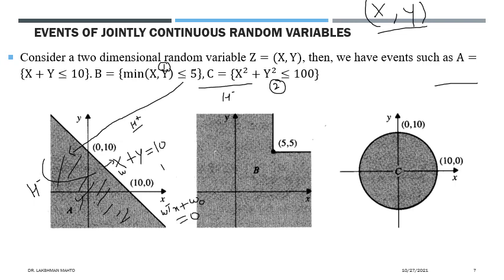Now we are talking about the second event. What does it talk about? It says that the minimum value of x and y is less than or equal to 5. That means it is talking about this region.